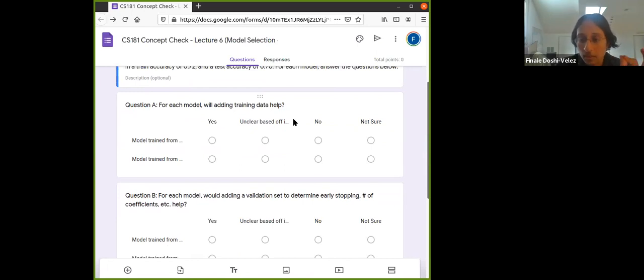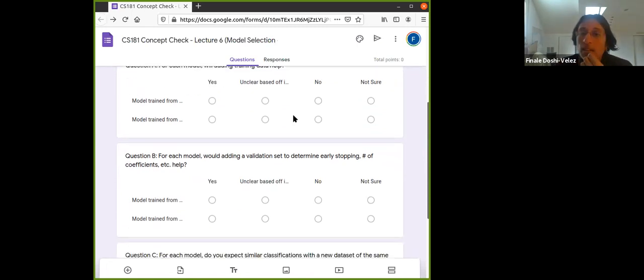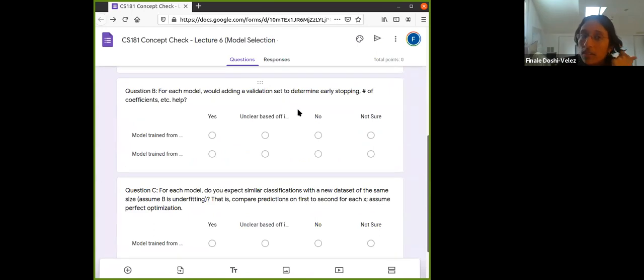That's something we didn't really talk about in this lecture, but it's something to think about. We'll come back and regroup about it. Would having a validation set help? Early stopping is a technique to stop training early. If you're not familiar with that, don't worry about it, but think about it as limiting the number of bases or number of coefficients.